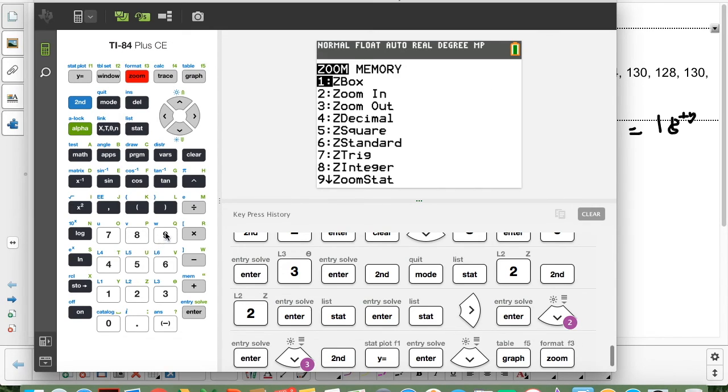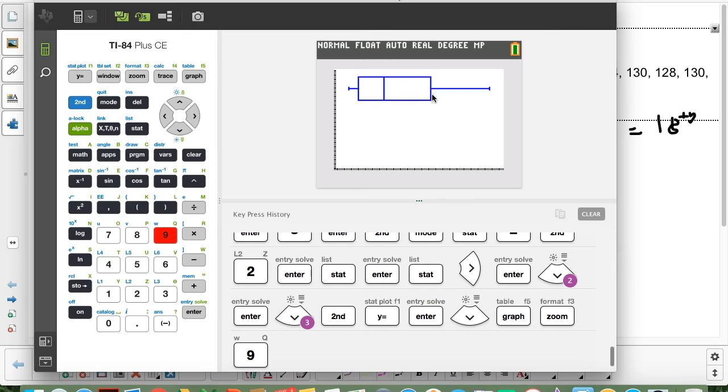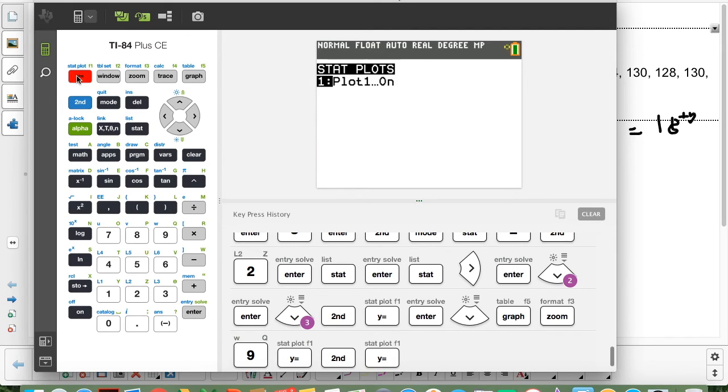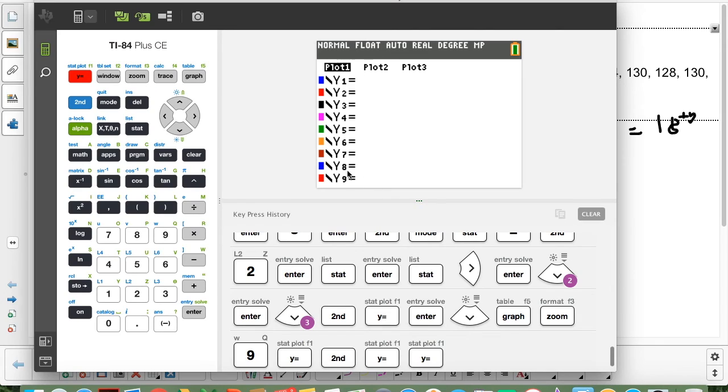Zoom 9. If you don't get what I get, chances are you might have something else on. Everything else has to be turned off. These plots, when I go second, stat plot, these all have to be turned off. And if you go Y equals, there can't be anything in there. It'll be trying to graph both of them at the same time.